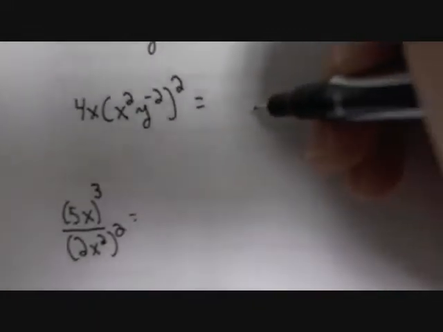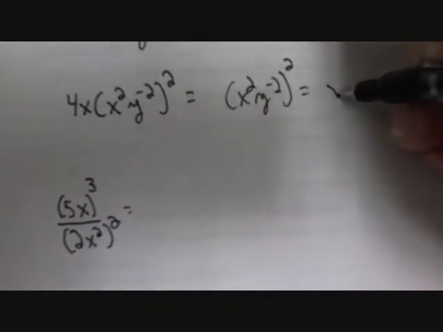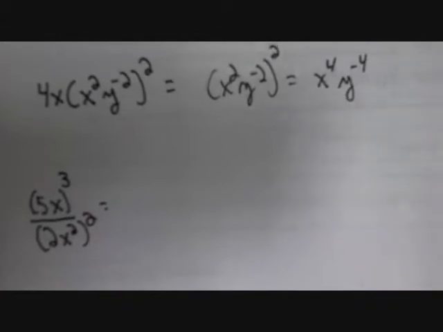Alright, so now we have this one. So this one we're going to use the power rule. So remember, power rule is when you multiply the exponents. So x squared y to negative 2, squared. Same thing as x to the fourth, because 2 times 2 is 4. And then y to the negative 4. Negative 2 times 2 is negative 4.